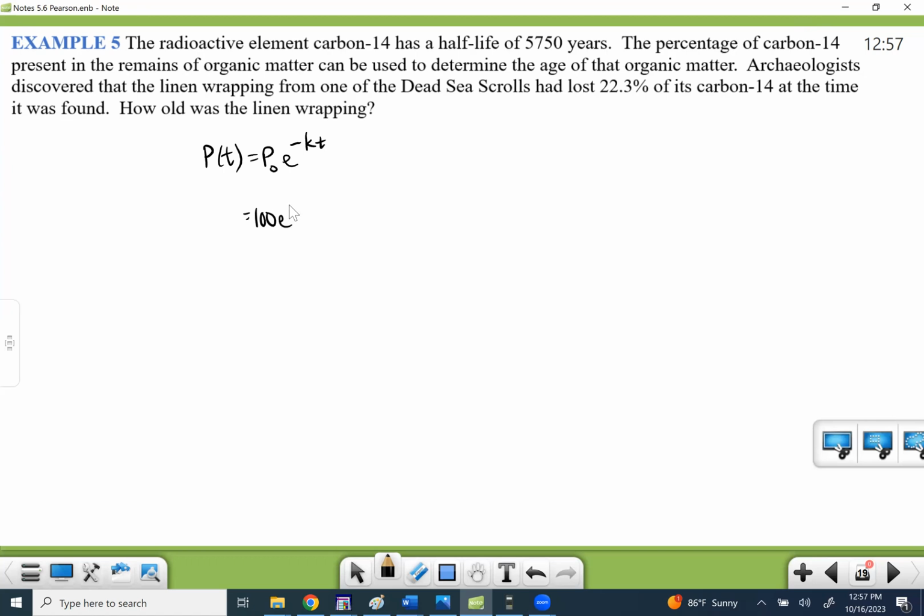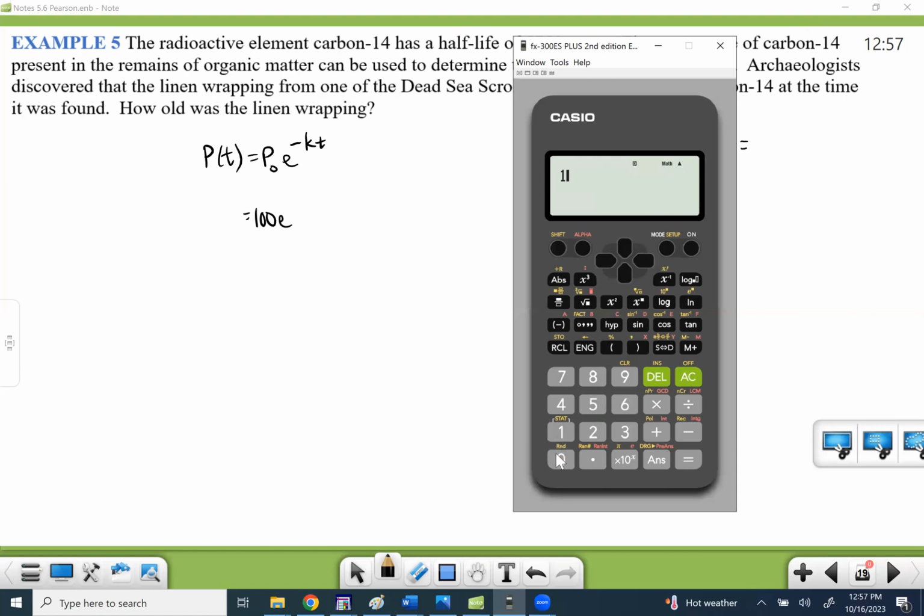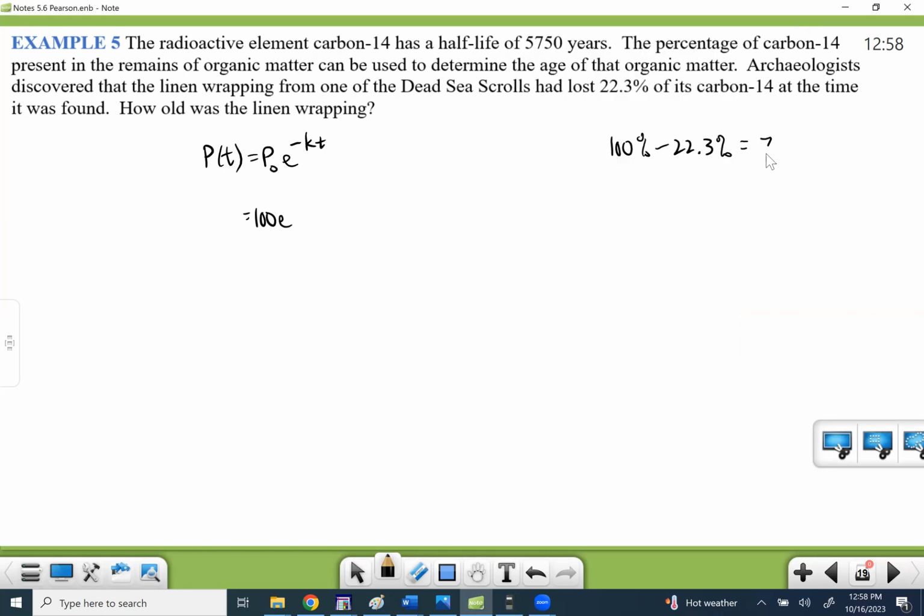Okay. And then for the amount after some given time, well, let's see here. If it starts off with 100% and it lost 22.3%, right? So 100 minus 22.3. Oops, I realized I wasn't doing anything. There we go. We got 77.7. So this is the amount that's left.